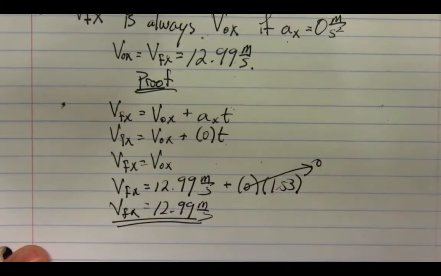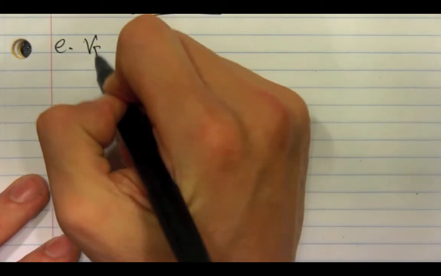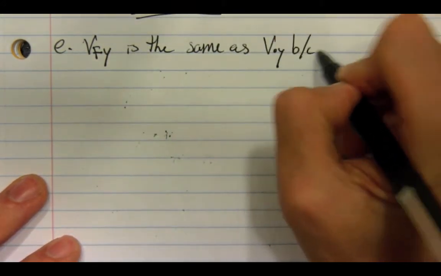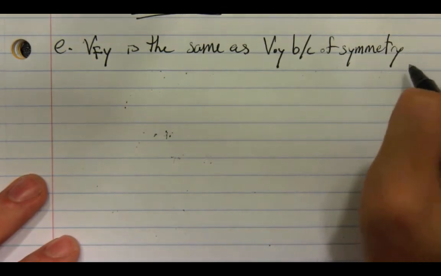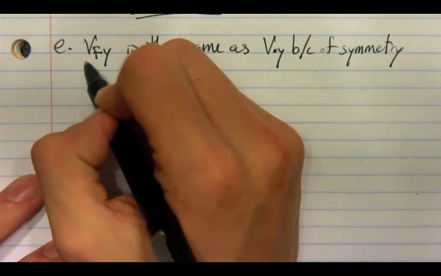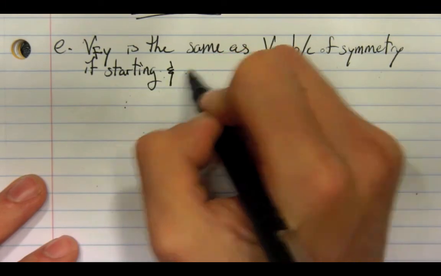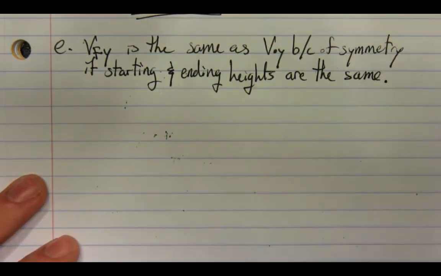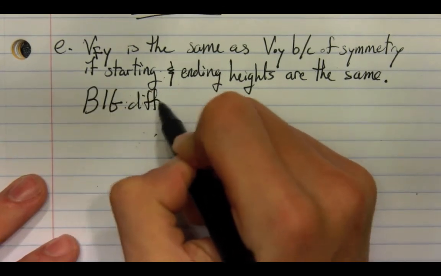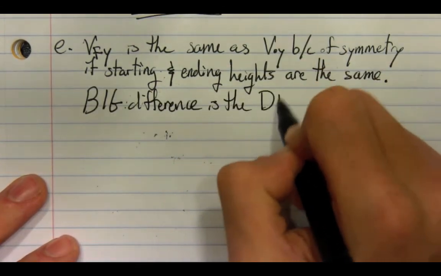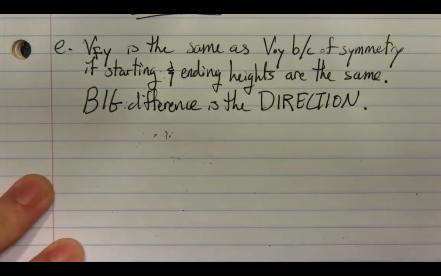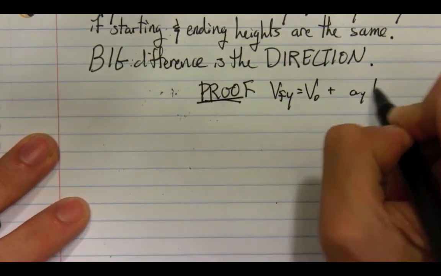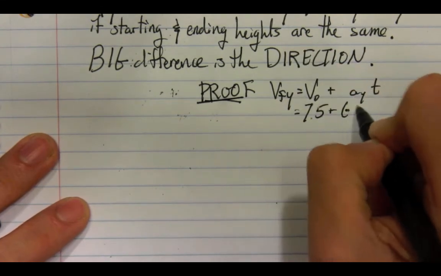VF of y is the same as v initial y because of this thing called symmetry. Now this is true and only true if the projectile starts and lands at the same elevation or the same heights. The only big difference is that when you start, it is going up, but when it comes down, it's going to be a negative value. And here's my proof.